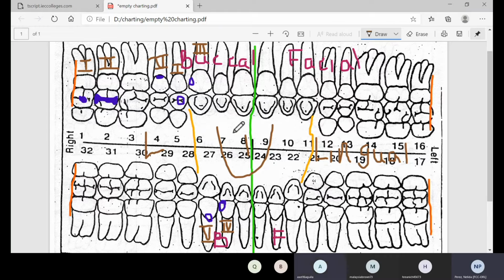Now, in your workbook, you have the next symbol underneath the one that I just did on the top of page 194, the second symbol. Honestly, it looks like this one. Okay, so I'm not going to draw it again. So this was an MOD amalgam filling. MOD amalgam filling. The third symbol in your page 194.